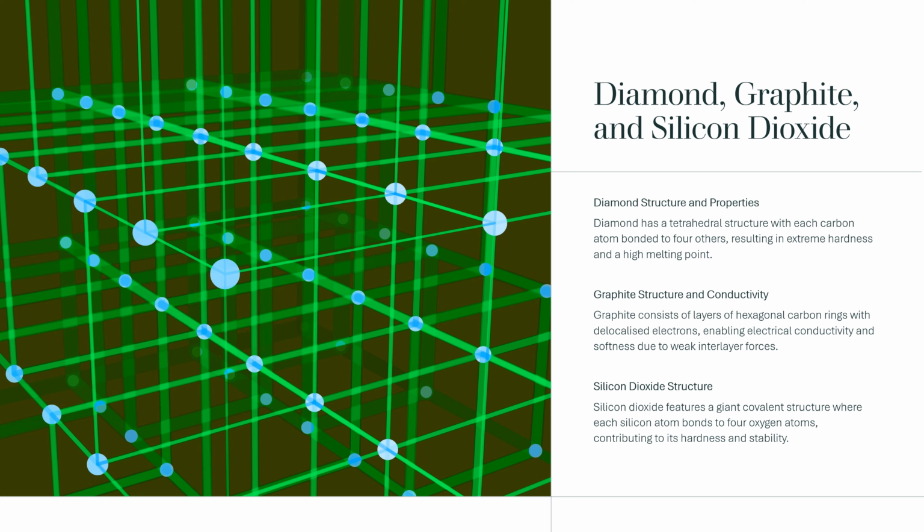Graphite also consists of carbon atoms, but each carbon forms only 3 covalent bonds, creating layers of hexagonal rings. 1 electron per carbon is delocalized, allowing graphite to conduct electricity. Weak forces between layers mean graphite is soft and slippery. Silicon dioxide has a similar giant covalent structure, with each silicon atom bonded to 4 oxygen atoms.